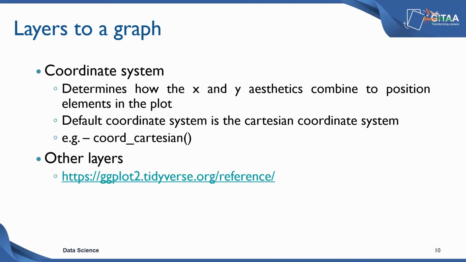The fourth layer to a ggplot graph is called the coordinate system. It determines how the x and y aesthetics combine to position a certain element on the plot or on the graph. The default coordinate system is the Cartesian or the rectangular coordinate system. The example is coord underscore cartesian. Coord underscore is going to be common for all coordinate systems, so that's a term that's constant. You follow it up by the respective coordinate system that you want to use. By default, it's a Cartesian coordinate system, but you can change it based on what your need is. So these are the 4 layers to the ggplot graph that I have covered.